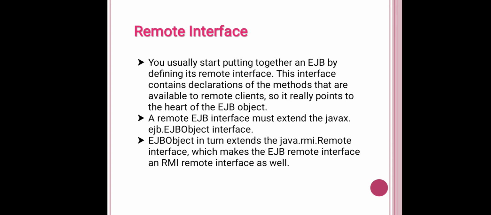Next topic is remote interface. You usually start putting together an enterprise Java bean by defining its remote interface. This interface contains declarations of the methods that are available to remote clients. So it really points to the heart of the enterprise Java bean object. A remote enterprise Java bean interface must extend the javax.ejb.EJBObject interface. EJBObject in turn extends the java.rmi.Remote interface, which makes the enterprise Java bean remote interface an RMI remote interface as well.